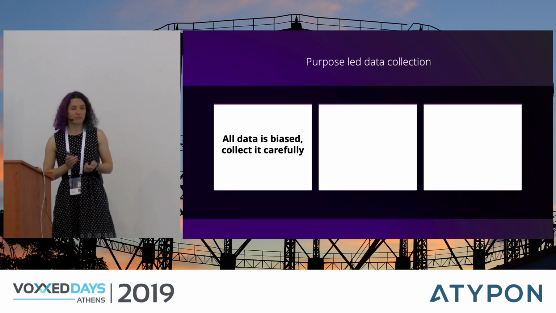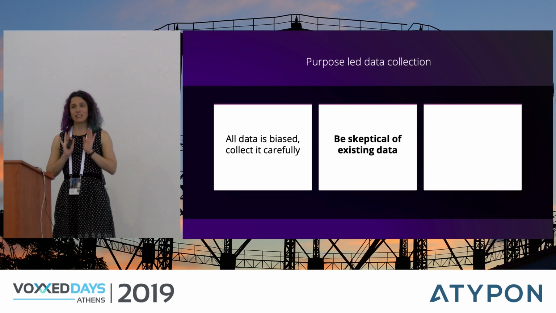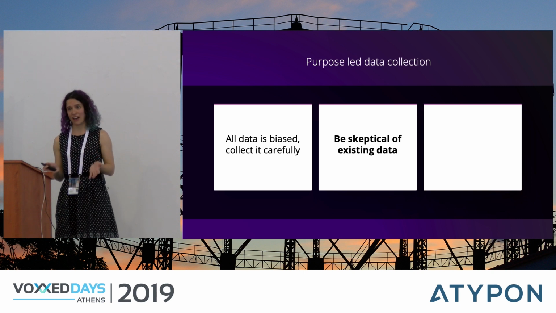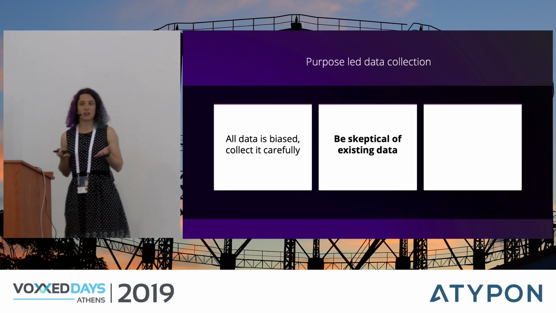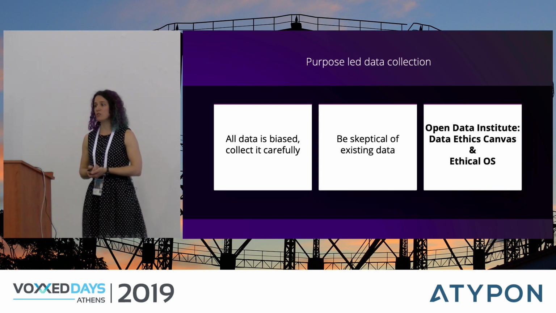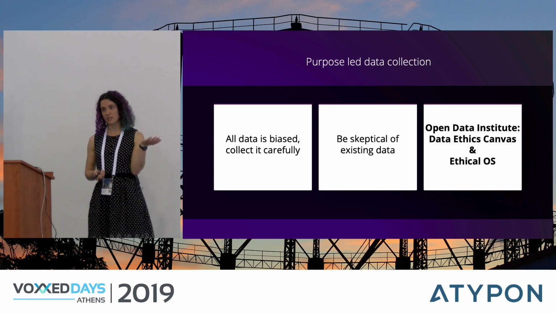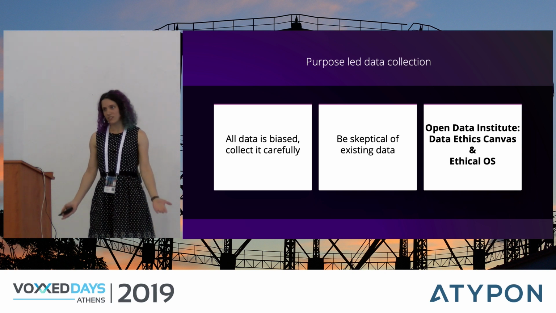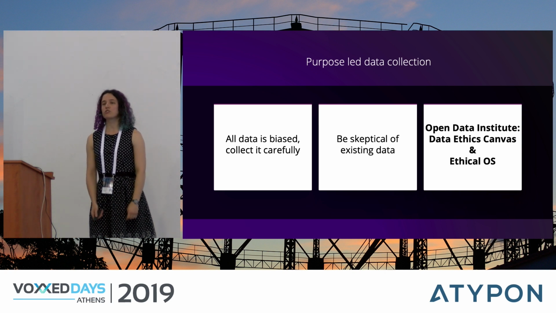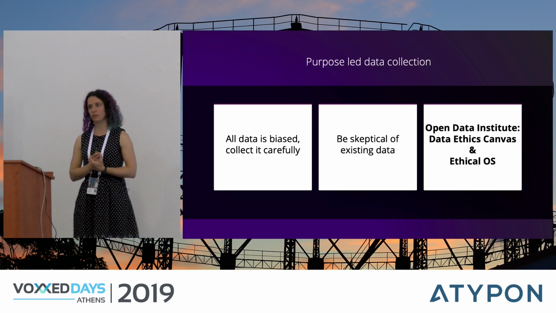So all data does have bias, and we need to collect it carefully. We should be really skeptical of that data we already have, because we don't really understand the motives around when it was collected. And we can use some tools, like the Open Data Institute's Data Ethics Canvas, but also Ethical OS, which is a similar set of questions, in order to just try and, within the team, think about what are the impacts of what we're doing.